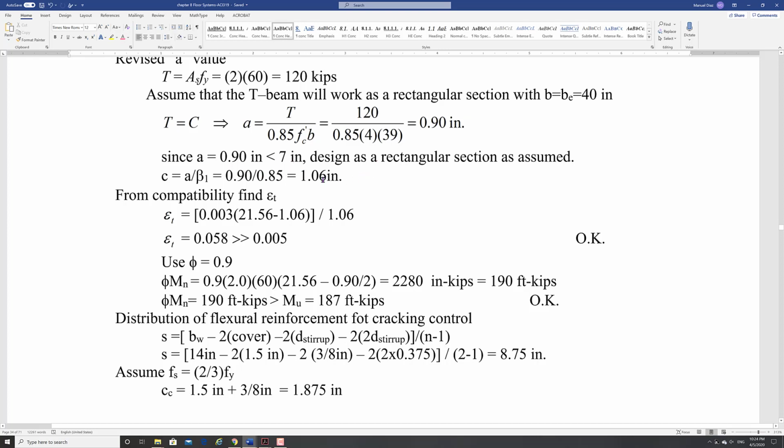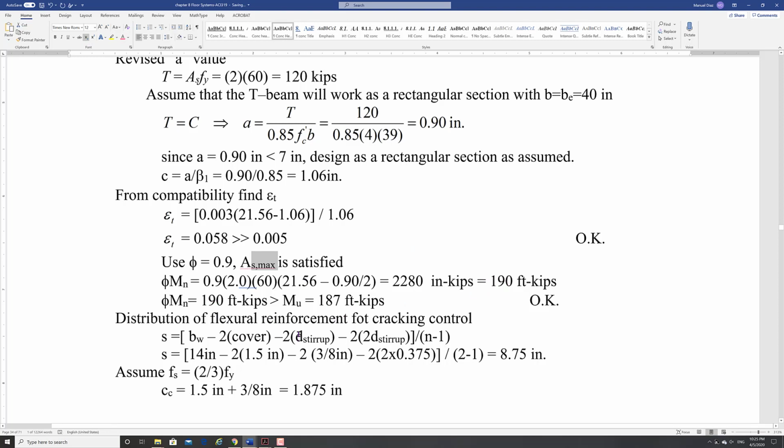Find epsilon T using the formula. This formula is in your design aids. And ductility is good, so phi factor is 0.9. A is max is satisfied. I should put that one here. I didn't put it on the other one. A is max is satisfied, so you have it in both cases. So phi Mn, you satisfy 190, 187, you're good.